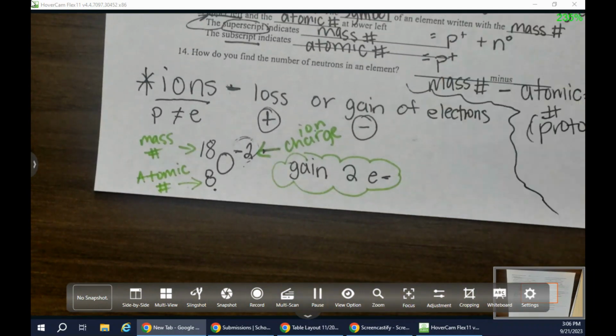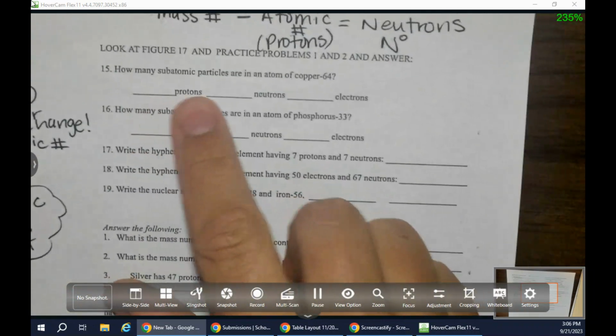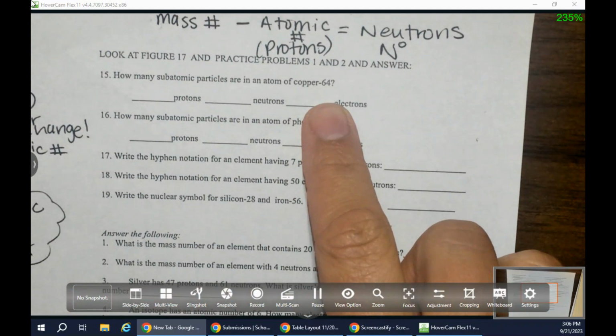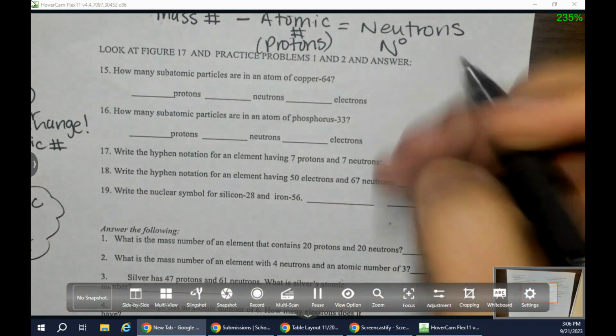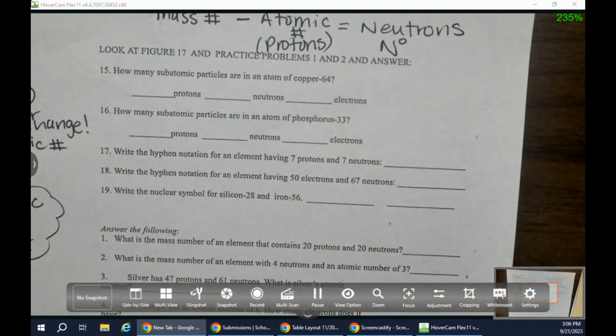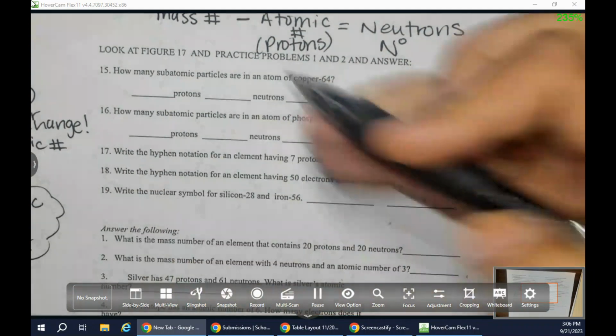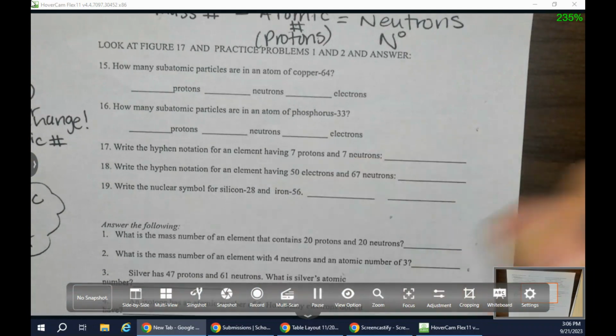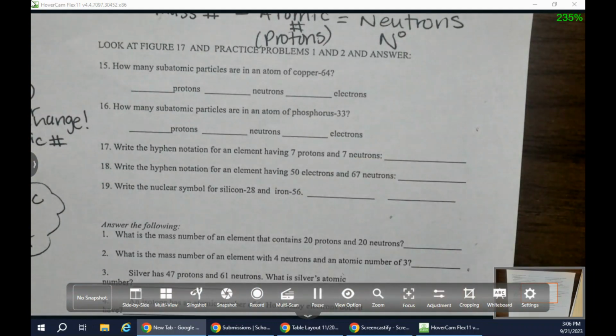All right. So let's go ahead and take a look real quick across the page at number 15 up here. It says, how many subatomic particles are in an atom of copper 64? Okay, copper 64. So I want to write my nuclear notation. I'm going to just be asking you, please write your nuclear notation down your page. All right? As you're doing these practice problems, write the nuclear notation. Get yourself in the habit of it.